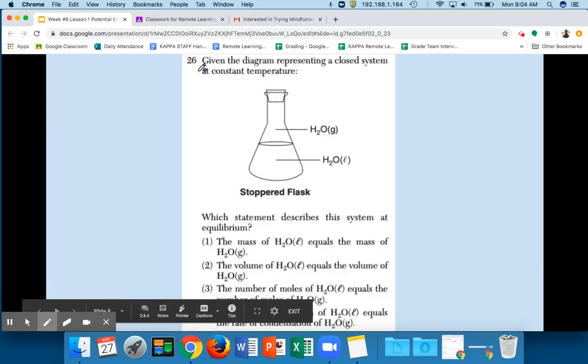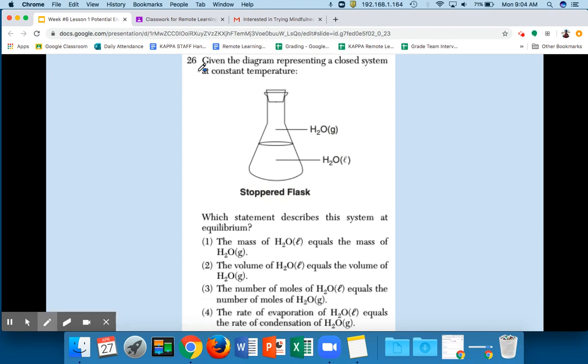Okay, here is a do now question about equilibrium. Given the diagram representing a closed system at constant temperature, so we see a stoppered flask, that just means it has a stopper in it. Which statement describes this system at equilibrium? So we see H2O gas, water vapor in the beaker, and H2O liquid, water, in the beaker as well.